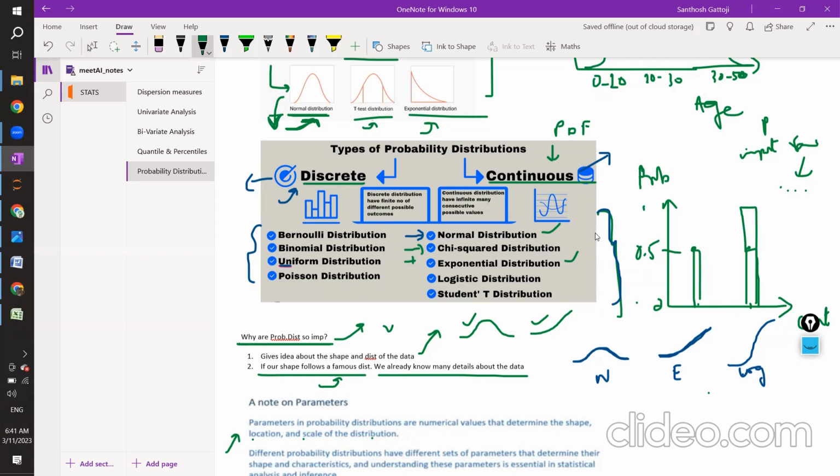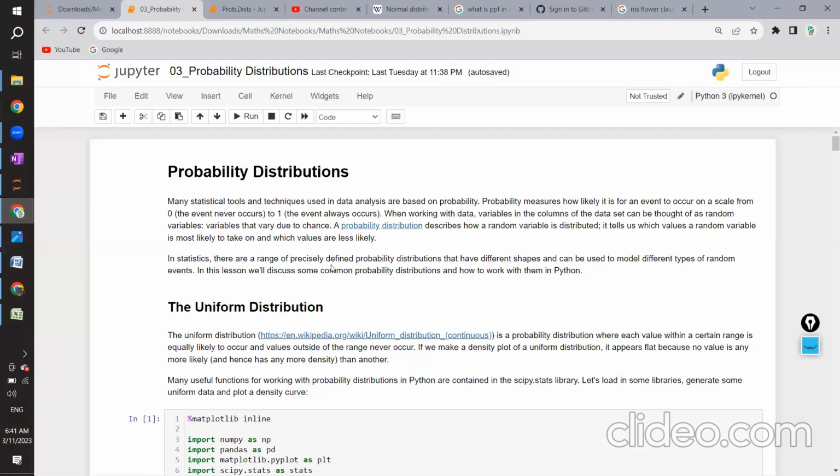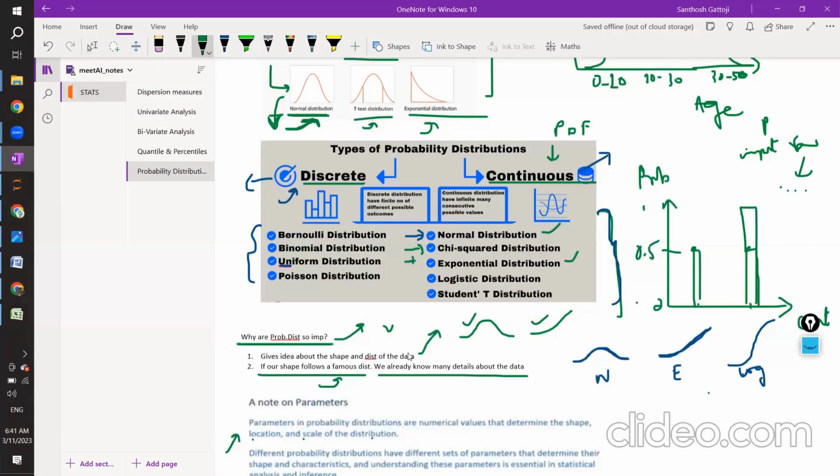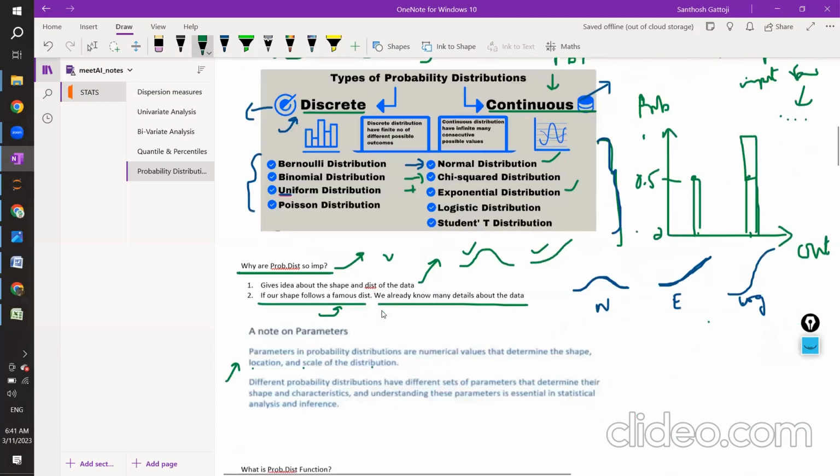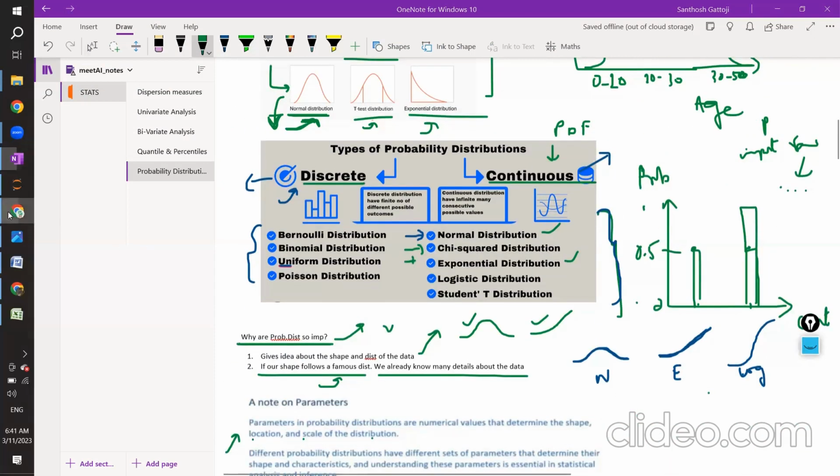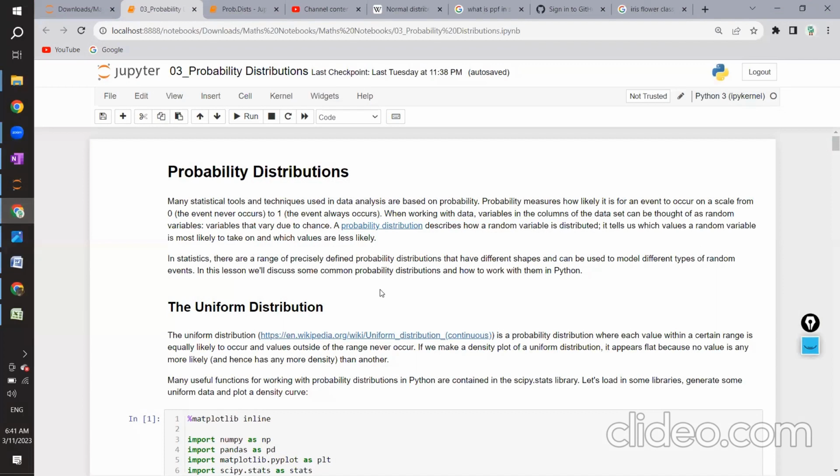Fine. So now let's go and see some practical code, because we are done with the theory. So much theory will not be that helpful. Now let's see some code.